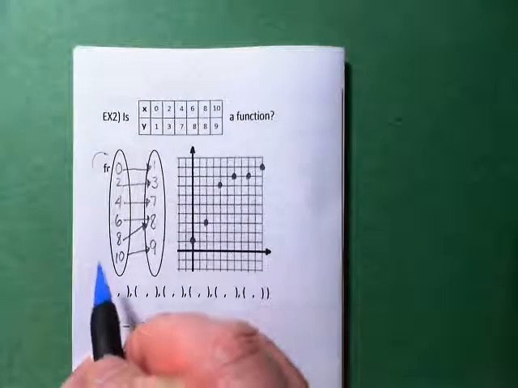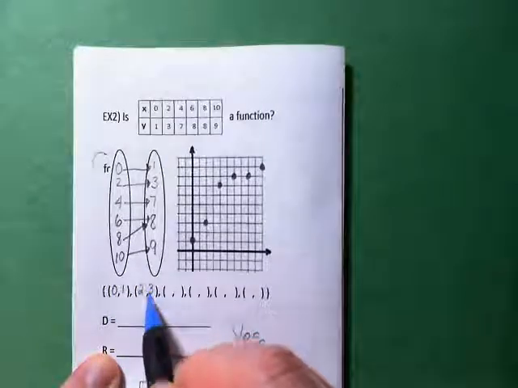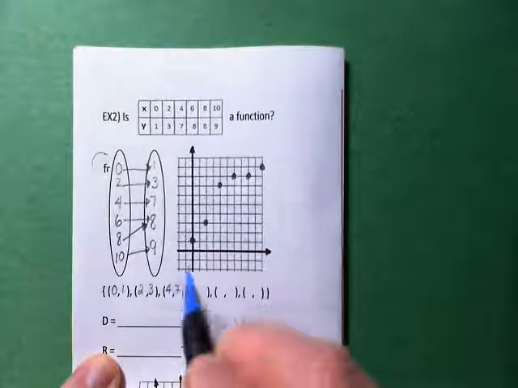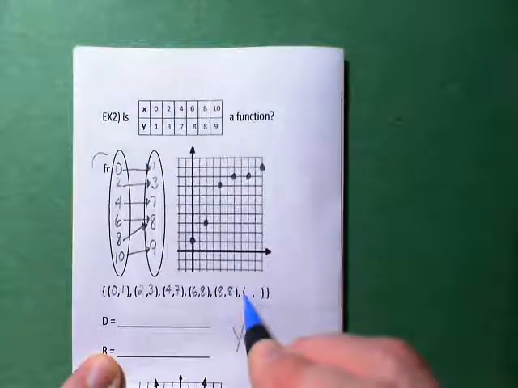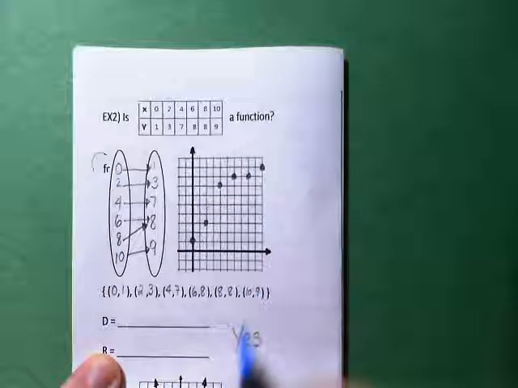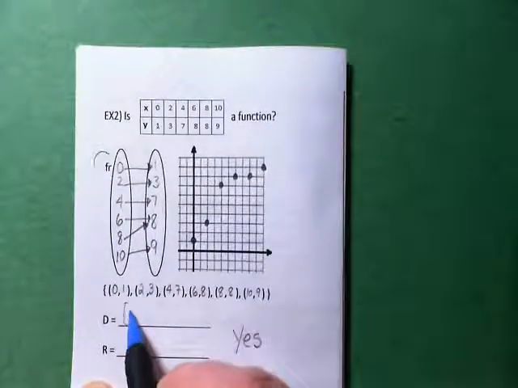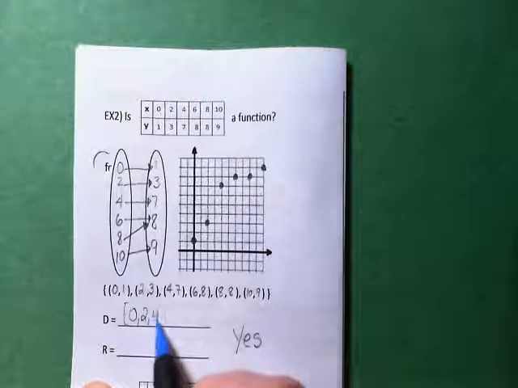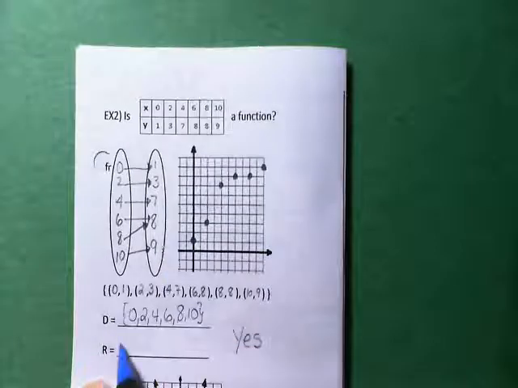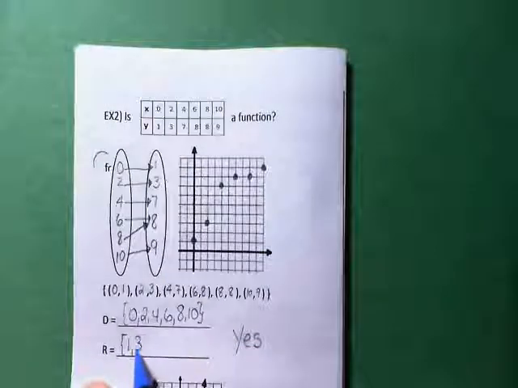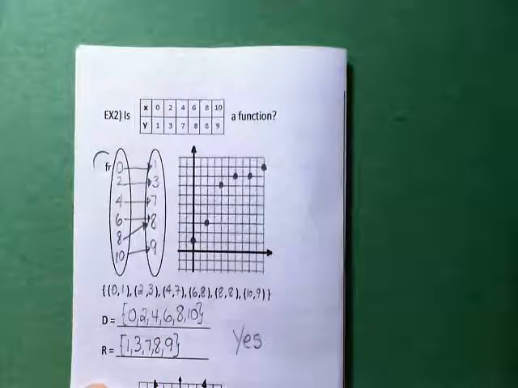Also, let's do the ordered pairs. So basically it would be 0, 1, 2 and 3, 4 and 7, 6 and 8, 8 and 8, and then 10 and 9. Very well. In the domain, basically, you can just look at the diagram and copy the numbers. So it'll be 0, 2, 4, 6, 8, and 10. And the range values would be 1, 3, 7, 8, and 9. Alright, very well.